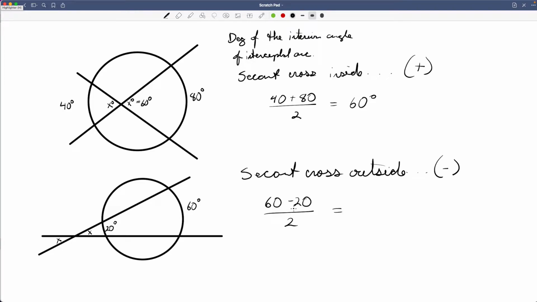Notice the only thing that changed is the operation, because of where the intersection is located. So 60 minus 20 would be 40. 40 divided by 2 would be 20. Right? So 20 degrees would be the measure of this x. X would equal 20 degrees. Okay? Easy peasy. Let me put it here so you can actually read it. 20 degrees is the value of x. All right, so that's not so hard to remember, right?